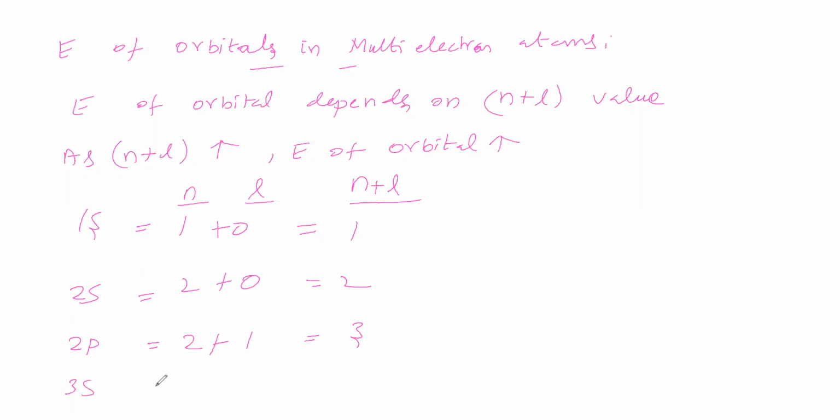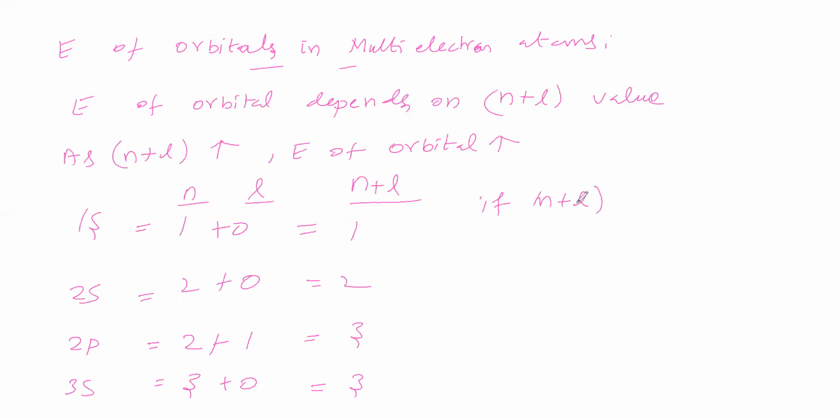Next we will take 3s. For 3s, the principal quantum number is 3. The azimuthal quantum number for the s subshell is 0, therefore n plus L is 3. Now 2p has an n plus L value of 3, and 3s also has an n plus L value of 3. Both have the same n plus L value. So how is the energy of the orbital decided? That we will see.